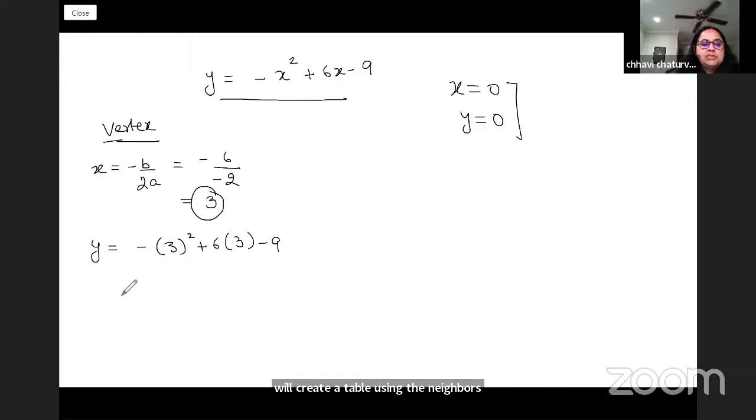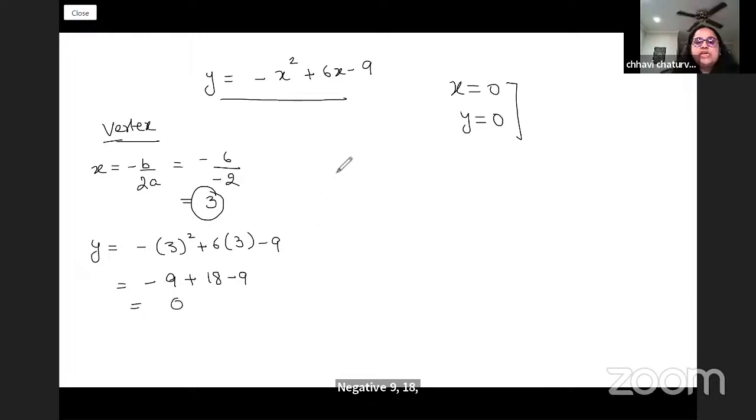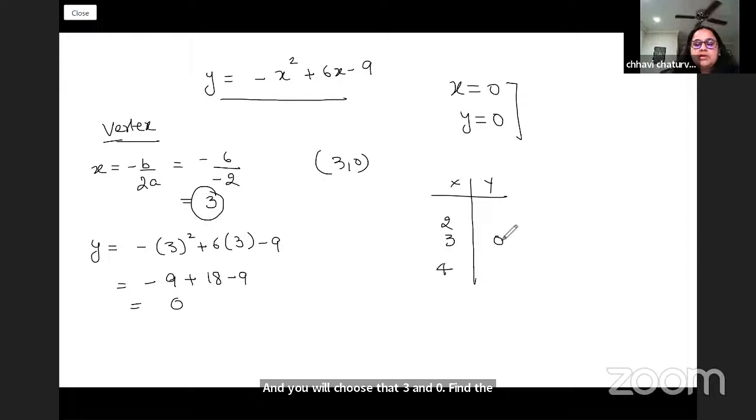Or if you don't like this, then you can go ahead and find the intercepts using x equals 0 and y equals 0. -9, 18, -9. This gives you 3 and 0 as your vertex coordinates. And you will choose that 3 and 0, find the neighbors, find two outputs, and graph it. If we don't have to find the intercepts on the final, if it asks us to do, right, yes, you don't have to worry about that part. Or if you really like to find the intercepts, then go ahead and do that.